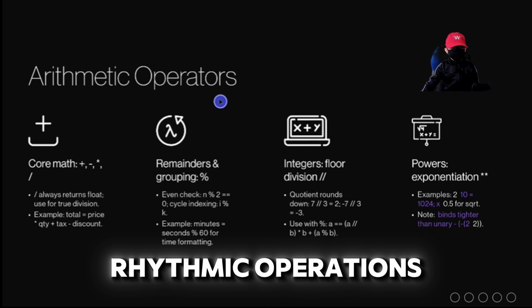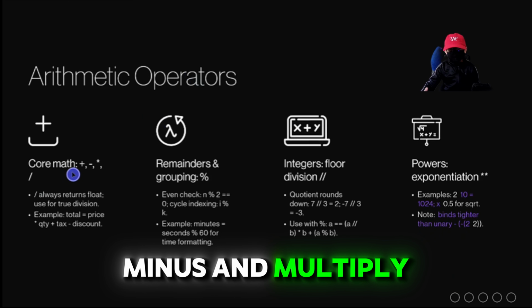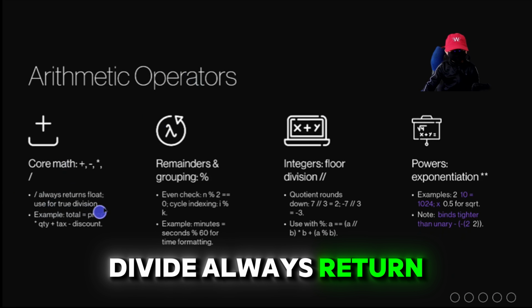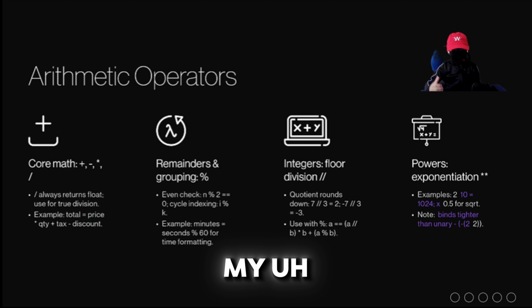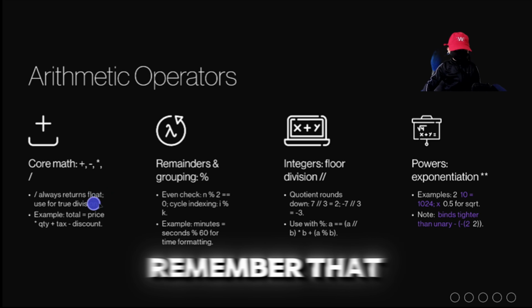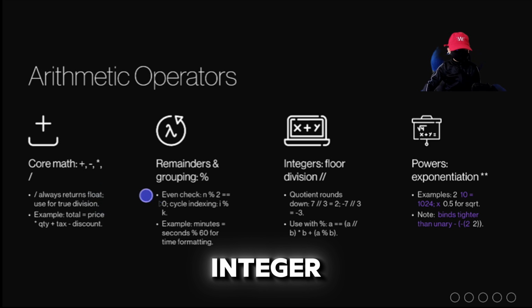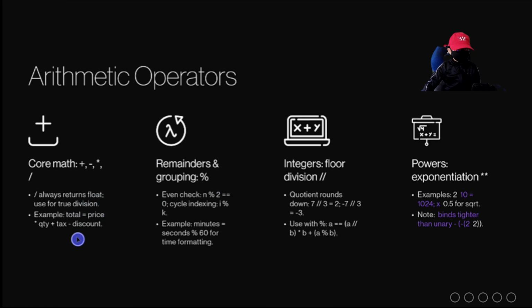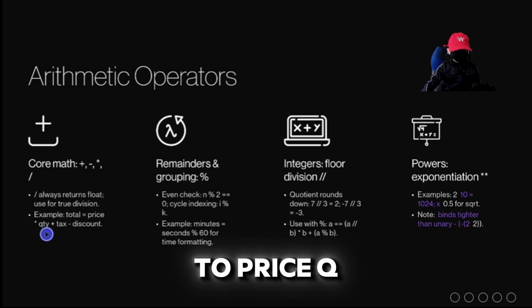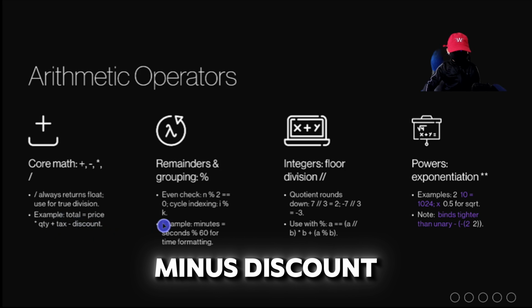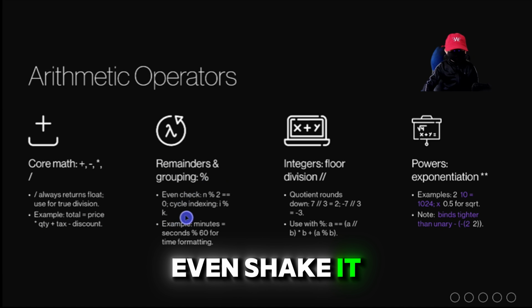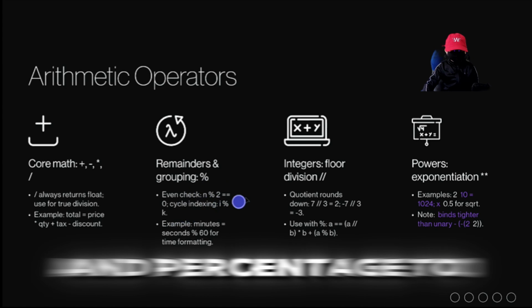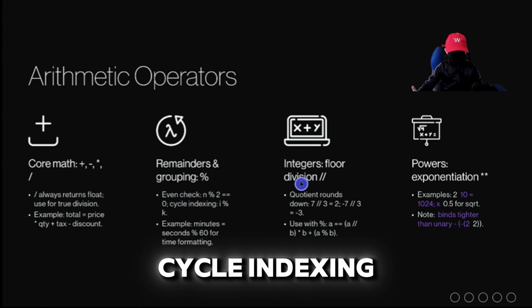We have arithmetic operators for math: plus, minus, multiply, and divide. Divide always returns a float, used for true division. And if you remember float from my other class that I made for variables, a float is like an integer, but it has a decimal. Example: total equals price times qty plus tax minus discount. Remainders and grouping: percentage. Even check: n percentage 2 equals 0, cycle indexing.